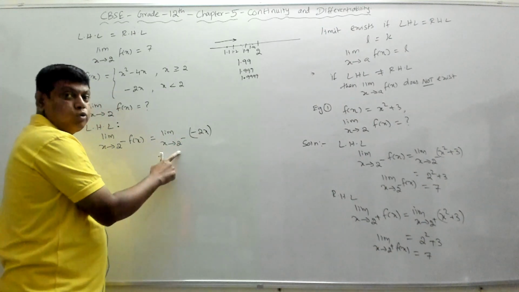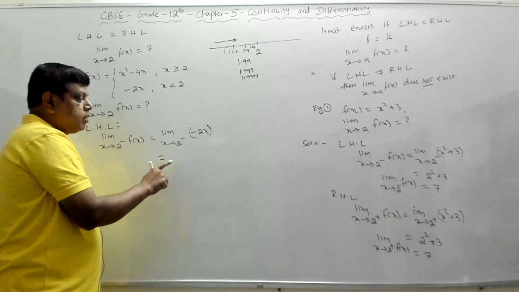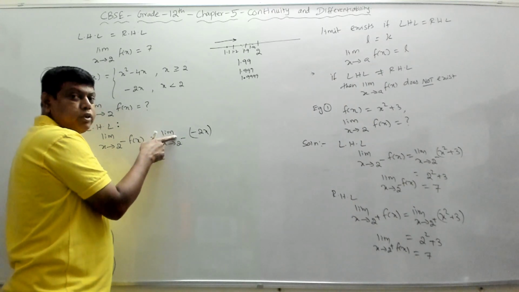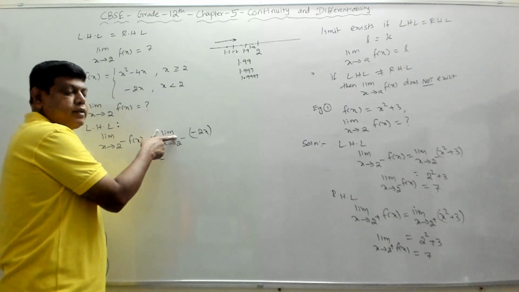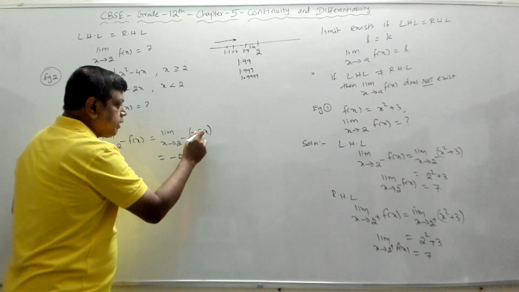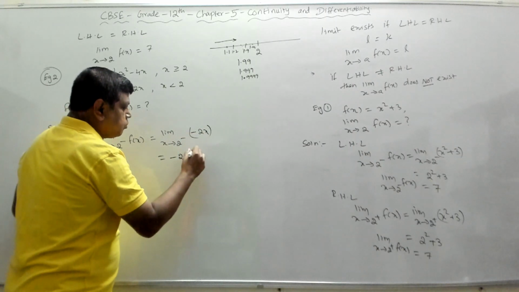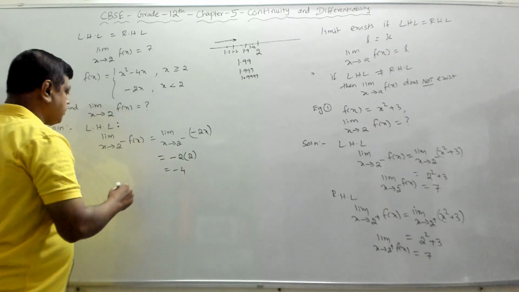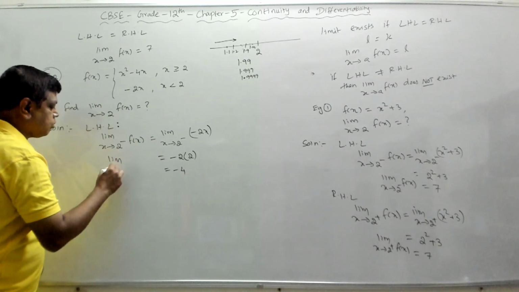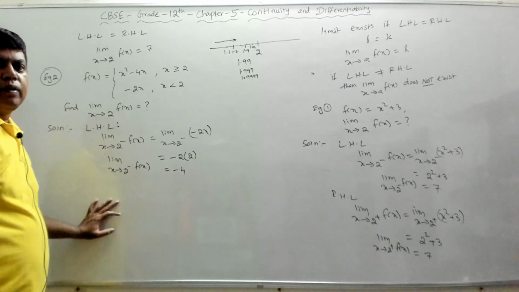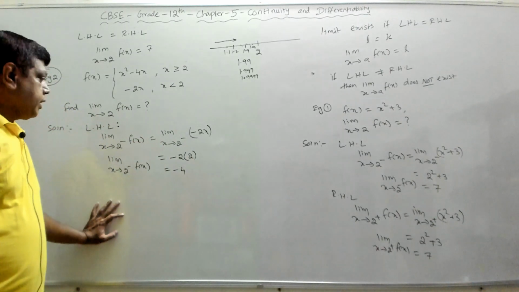Don't put minus 2. The 2 minus means it's not minus 2. X is going towards 2 through values less than 2. To denote that it is approaching 2 through values less than 2, we are putting minus here. So we put x is equal to 2 here. This is minus 2 times x, and x is 2. Now what do we get? Minus 4. So that is our left hand limit. Limit x goes to 2 minus f of x is minus 4.